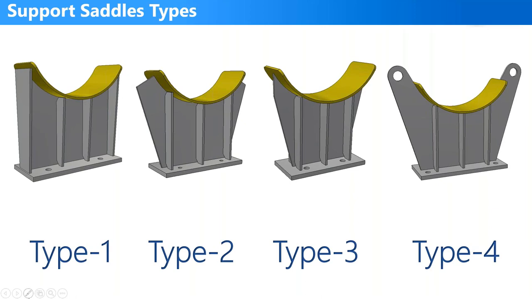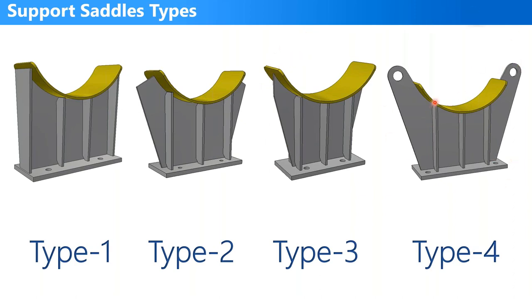The second type, if we take a look at this, here we have this edge right here, but the first type does not include any edges here. And the edge on the second type goes to the center of the equipment. On the third type here, we have this type of saddle. The web has a straight edge like this, goes down to the bottom, not to the center of the vessel.